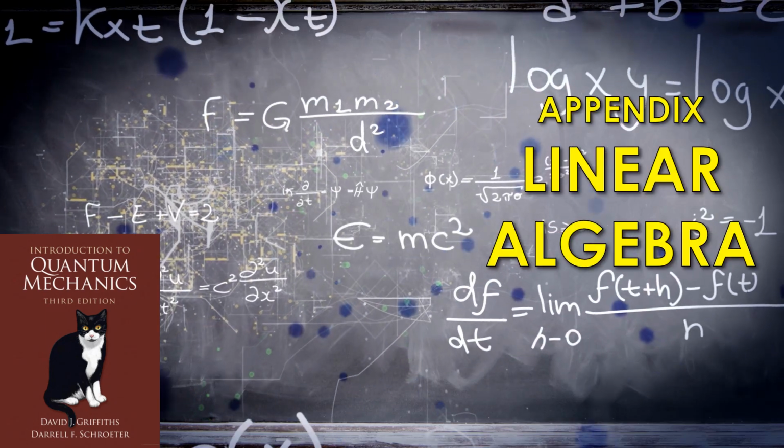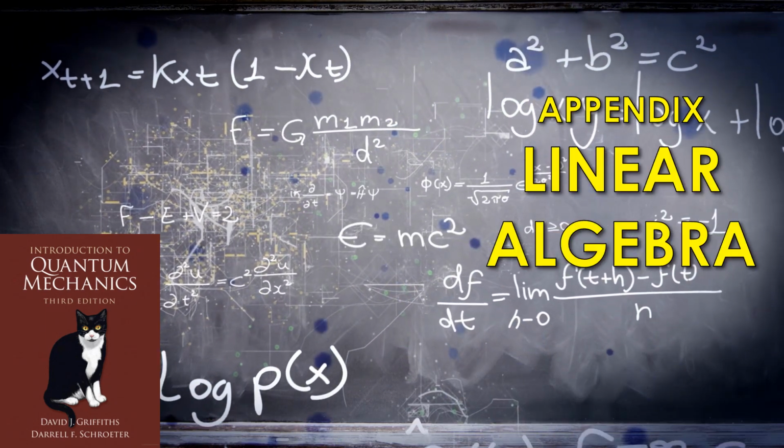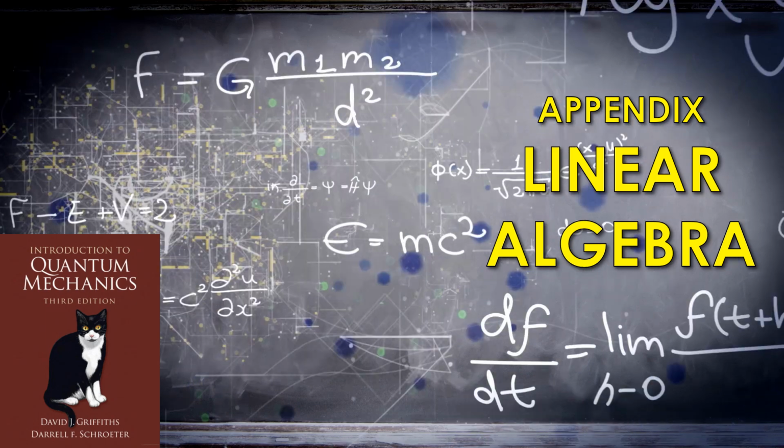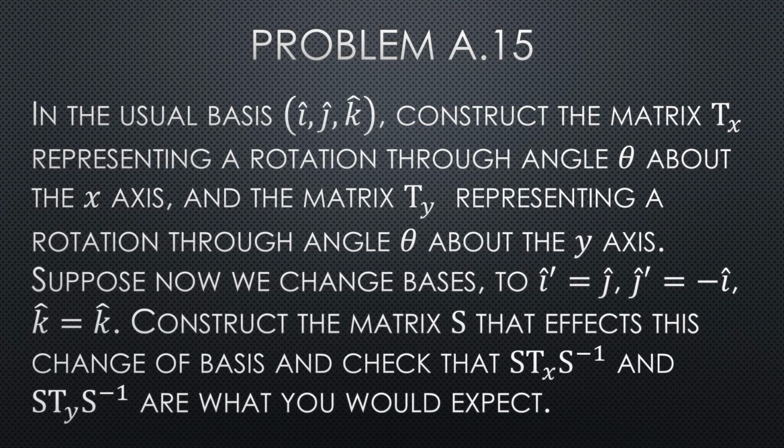Unraveling the matrix, how rotations transform in 3D space. So carrying on from last question, problem A15 tells us to, in the usual bases i hat, j hat, k hat, construct the matrix Tx representing a rotation through the angle theta about the x-axis, and the matrix Ty representing a rotation through the angle theta about the y-axis.